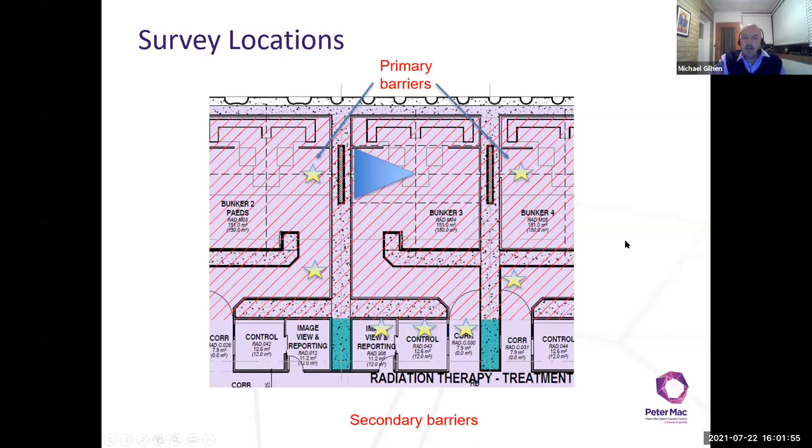Bear in mind as well, depending on whether you've got a radiation therapy center that's below ground, like this one here, this is dirt, this is earth, it's impossible to access this area. So obviously no measurements are required or possible. But lots of radiation therapy centers are above ground. You might have a road that goes along here. You might have a garden. You might have the premises of another institution. So in this case, you would also measure in these locations here. So every different center will have its own different survey requirements depending on the geometry of that department.